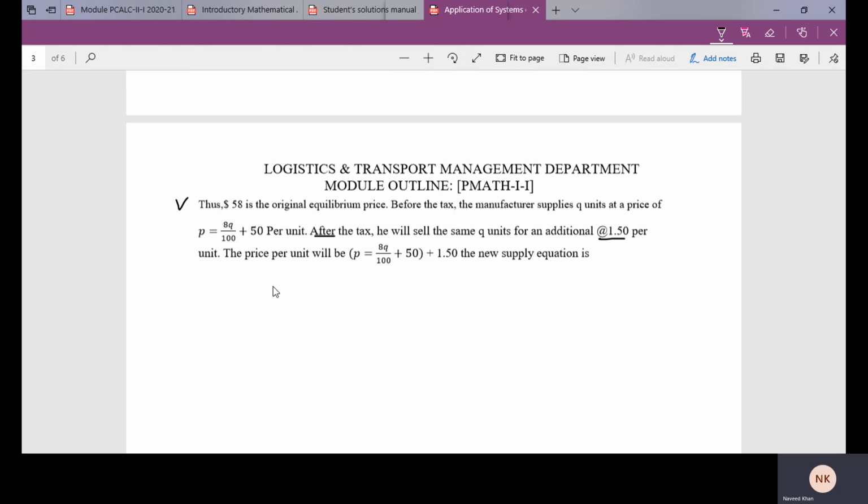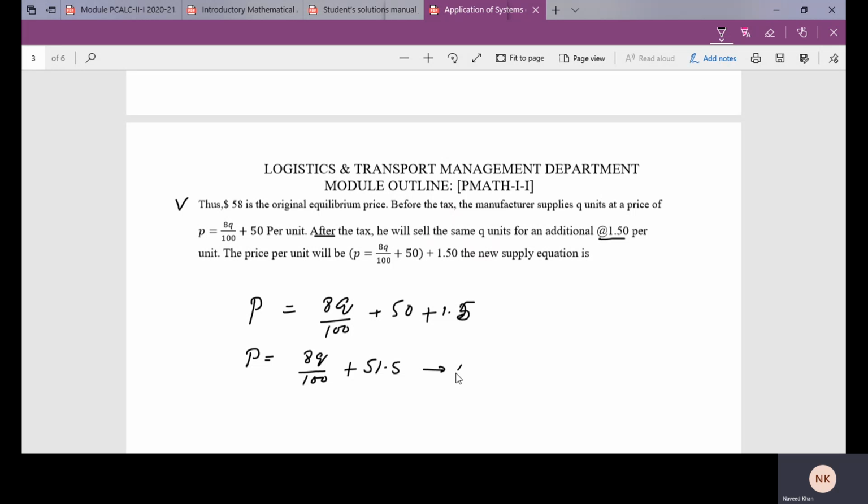So our supply equation becomes 8q by 100 plus 50. Now this 1.5 was the tax, it will be added to this equation. So after imposing the tax, the supply equation will become p is equal to 8q by 100 plus 50 plus 1.5. Okay, this is equation A.